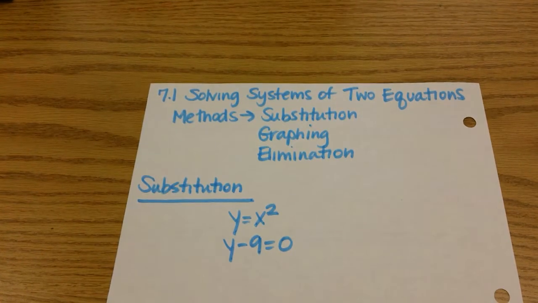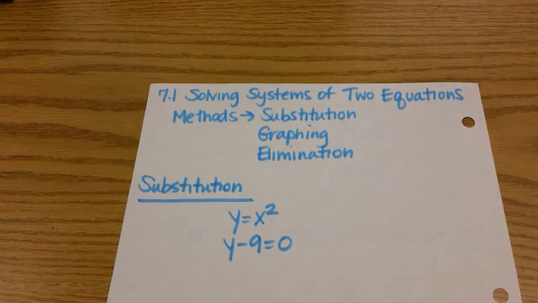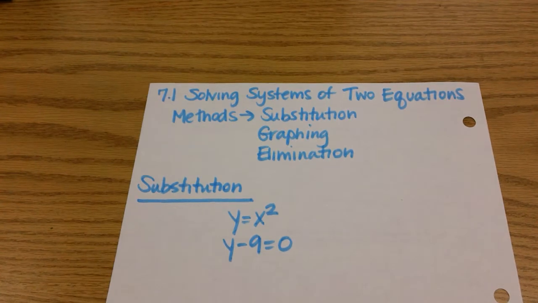In this video, we're going to talk about section 7.1 in your book. It's on solving systems of two equations. There's three methods that you learned in both Algebra 1 and Algebra 2 about solving systems of equations. Those methods are substitution, graphing, and elimination. First, we're going to review the substitution method.